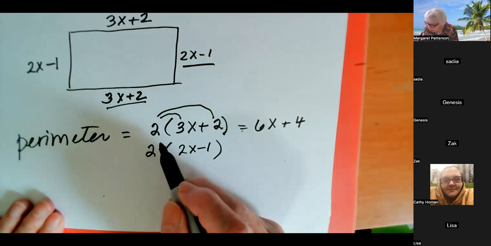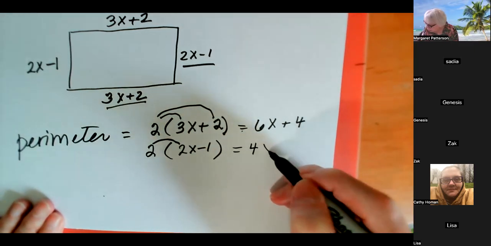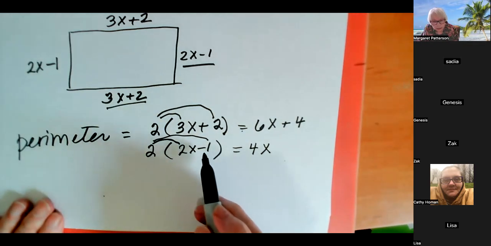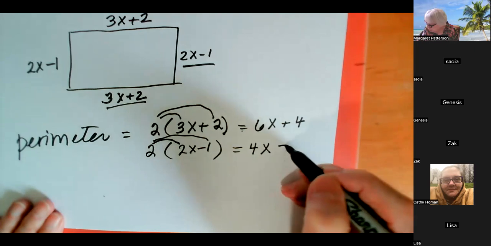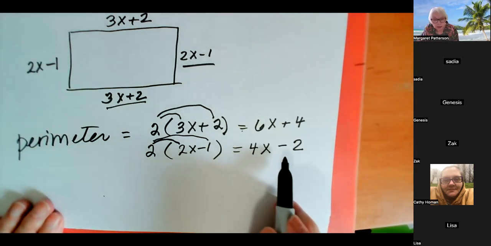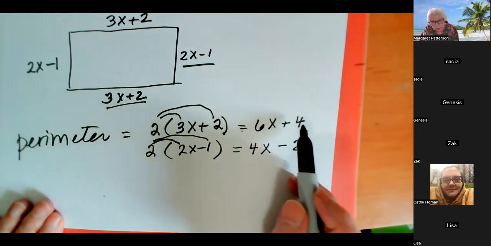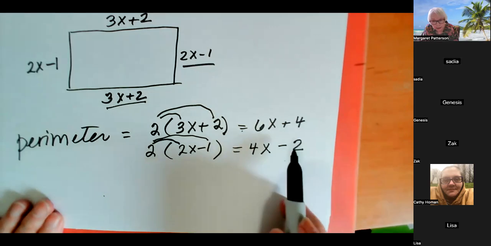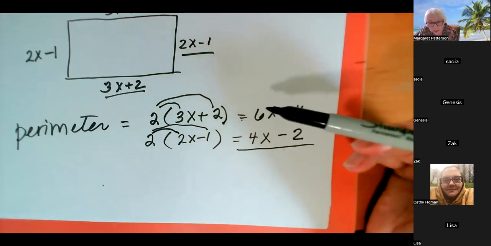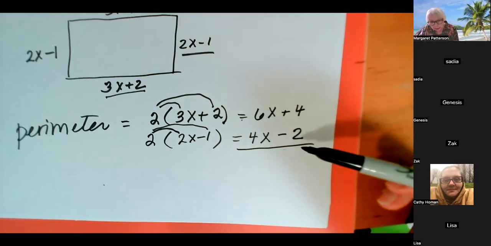This one here, 2 times 2x would be 4x. And now here I have 2 times -1. It's basically minus 2. So it ends up being subtract. So 2 of them added up to 6x plus 4. The other 2 sides added to this. If I want the total perimeter, I would add x's to x's and plain numbers to plain numbers.